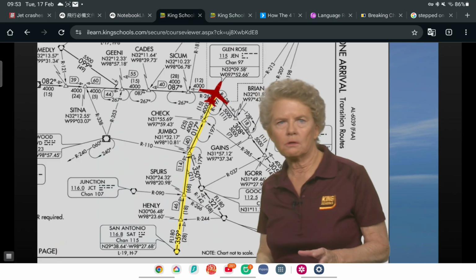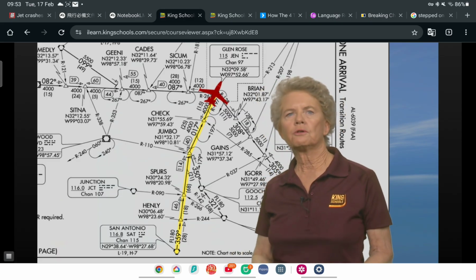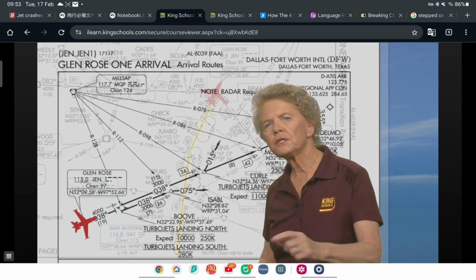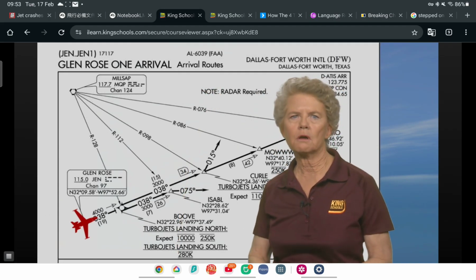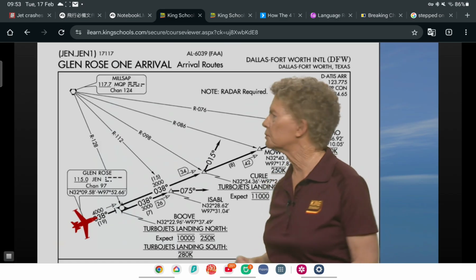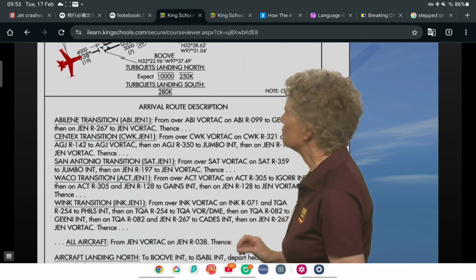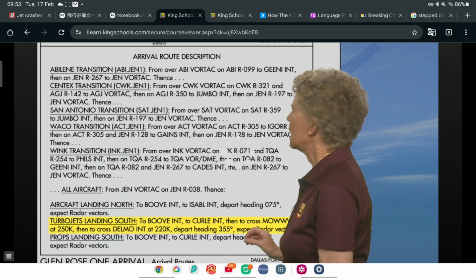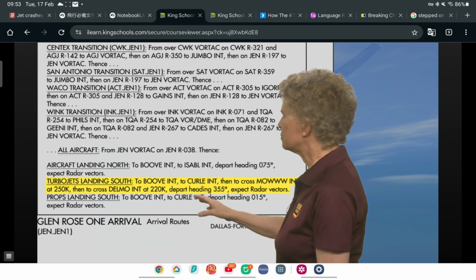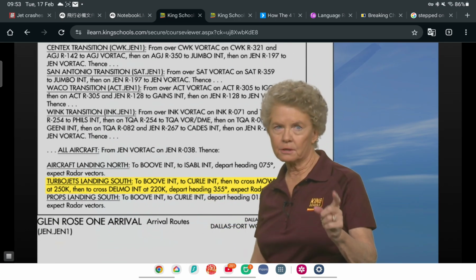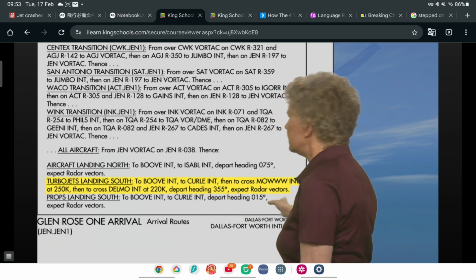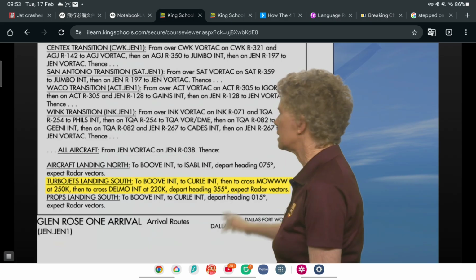For this scenario, winds are out of the south, so you'll be landing at DFW to the south. So let's explore some details on this STAR by looking at the route after arriving at the Glen Rose VORTAC. Look down at this note. It says "for turbojets." Remember, you're flying your jet, landing to the south, and then the note describes your route in detail.